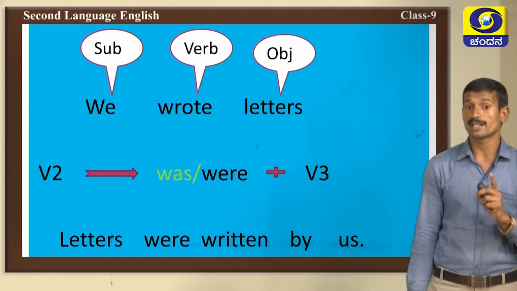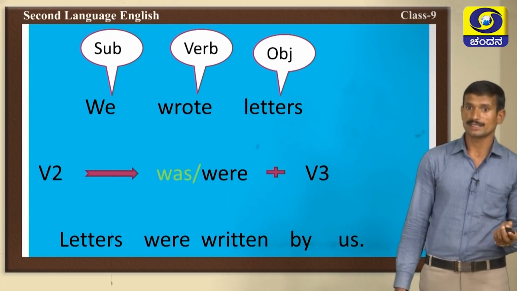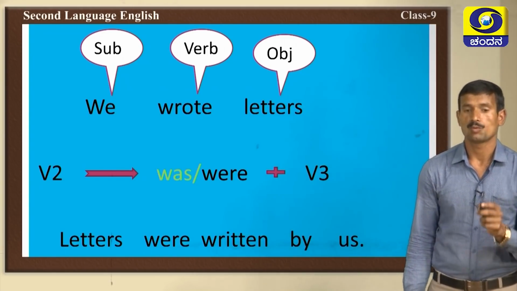Letters is a plural noun. You should remember this. Letter singular, letters plural. So, we should use letters were written by us, because wrote is verb 2 form. In the verb 2 form, we should use the formula: verb 2 changes into was or were plus verb 3. These are the changes you should follow when you want to change the active voice sentence into passive voice.